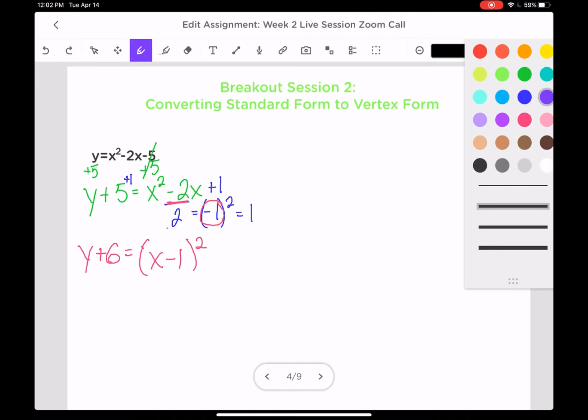And your last step is to get y completely by itself. So you want to subtract 6 from both sides. So your vertex form comes out to y equals x minus 1 squared minus 6, where your vertex is at positive 1, negative 6.